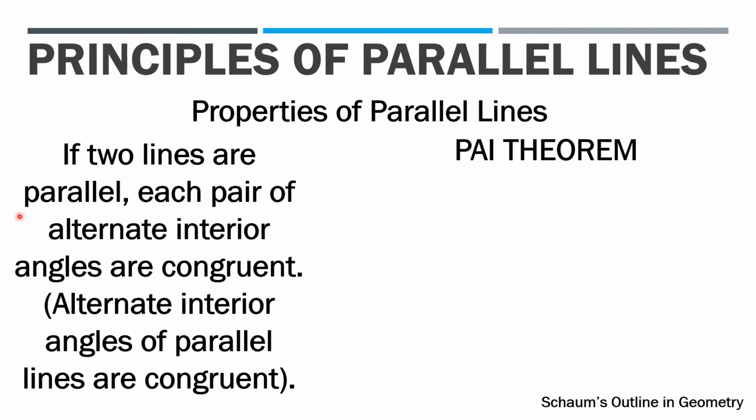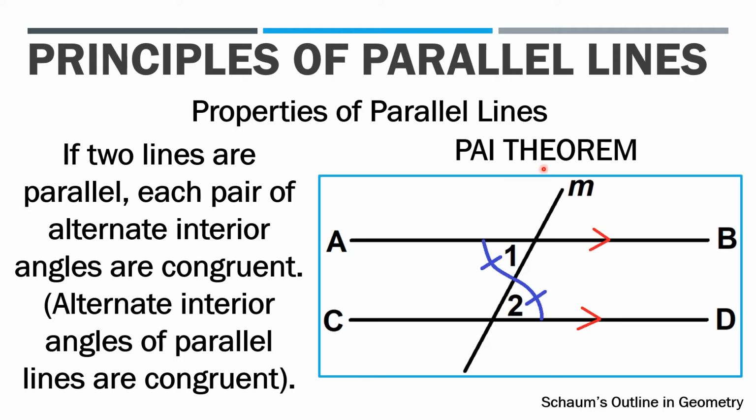If two lines are parallel, each pair of alternate interior angles are congruent. In other words, alternate interior angles of parallel lines are congruent. This principle is known as the PAI theorem, or parallel alternate interior theorem. In the illustration, if line segments AB and CD are parallel, then we can say that the alternate interior angles 1 and 2 are congruent.